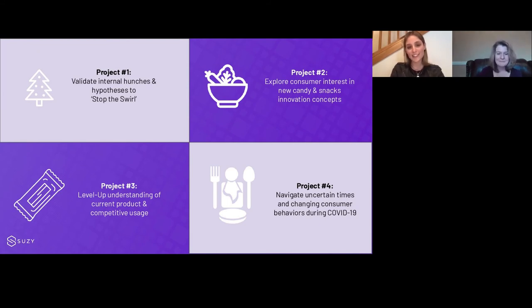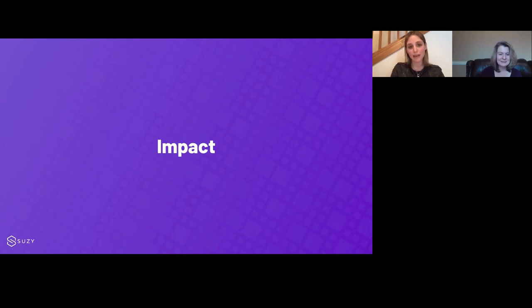Awesome. And so tell us a little bit about the impact that Suzy and other agile tools have had for you. Obviously, as you mentioned, some of the traditional types of research are still going to play a really important role in your research toolkit. But I'd love to hear about how Suzy has really fundamentally shifted and changed the way that your R&D workflows get done at MARS.